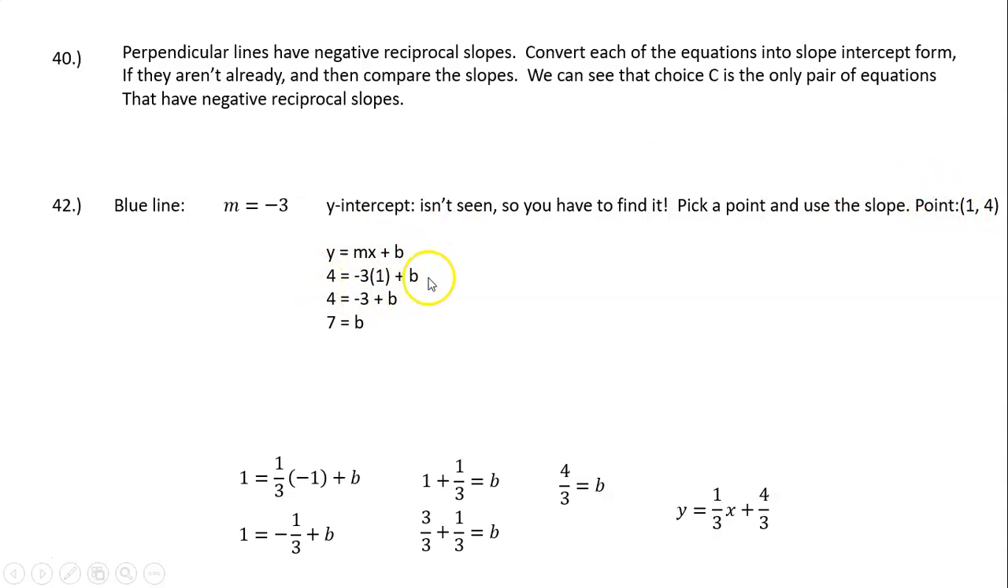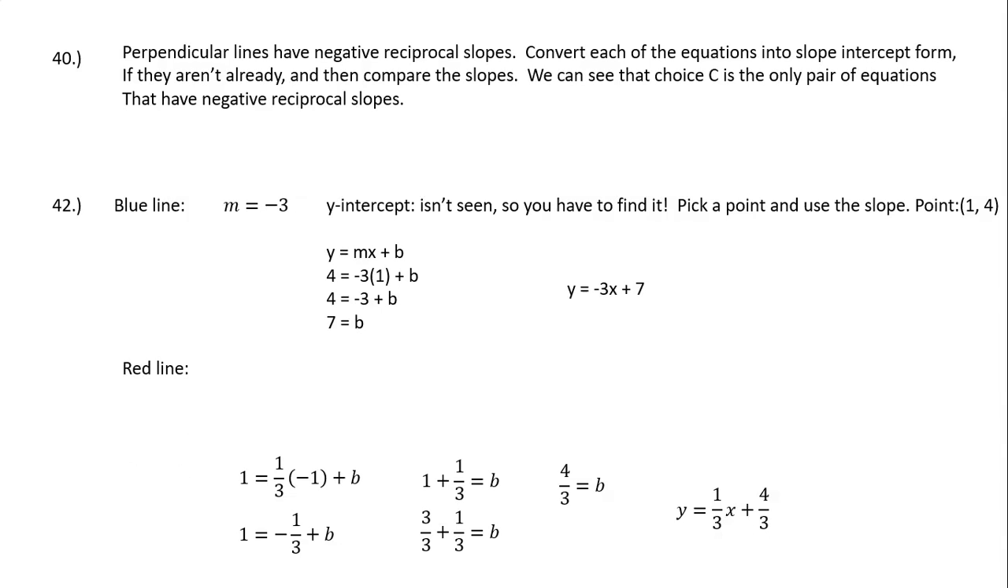After we substitute the values in, then we simply have to solve for b. So negative 3 times 1 is negative 3, and then to get b by itself, we have to add 3 to both sides, so 4 plus 3 is 7. So your y-intercept is 7. If our graph would have been large enough, and that blue line would have been long enough, it would have intersected at 7 on the y-axis. So take your slope, take your y-intercept, put it all together, and you get the equation y equals negative 3x plus 7.